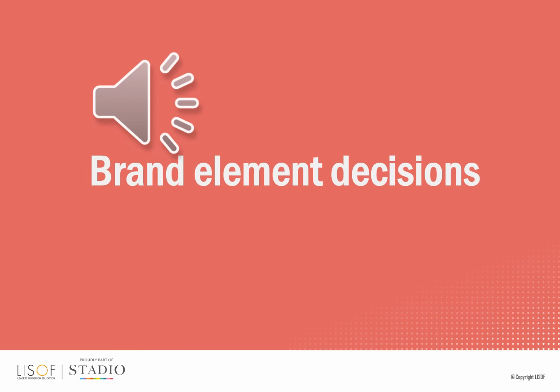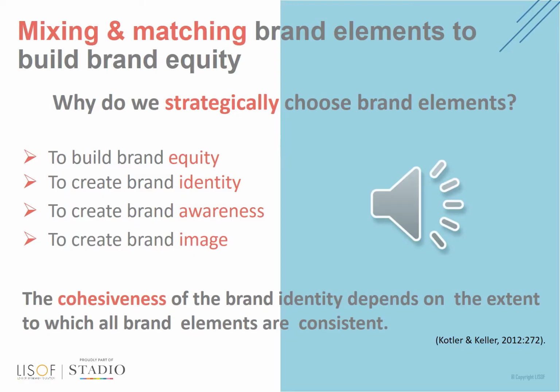Now that we know more about the different brand elements and also how to evaluate them for effectiveness, let's have a look at brand element decisions. Let's have a look at how we would mix and match brand elements to build brand equity. So firstly, why do we strategically choose brand elements? The first reason is to build brand equity. The second is to create brand identity. The third reason is to create brand awareness. And then lastly, to create brand image.